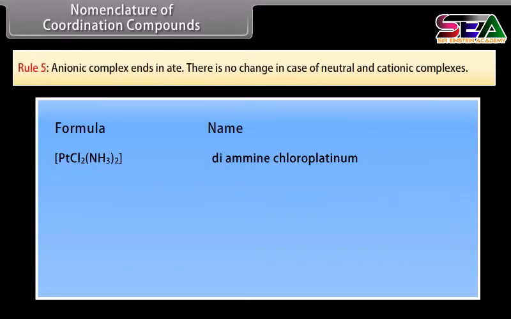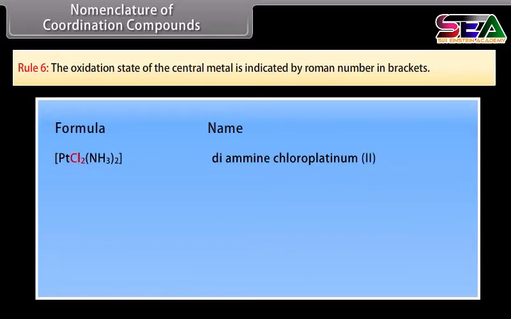Rule 5. Anionic complex ends in ate. There is no change in case of neutral and cationic complexes. Rule 6. The oxidation state of the central metal is indicated by Roman number in brackets.